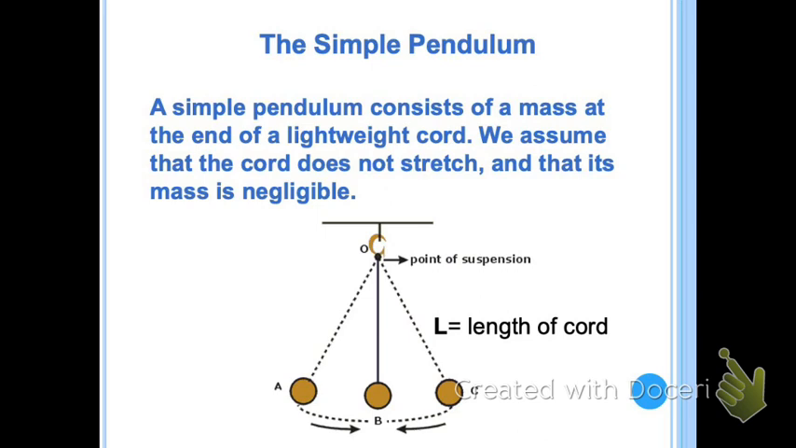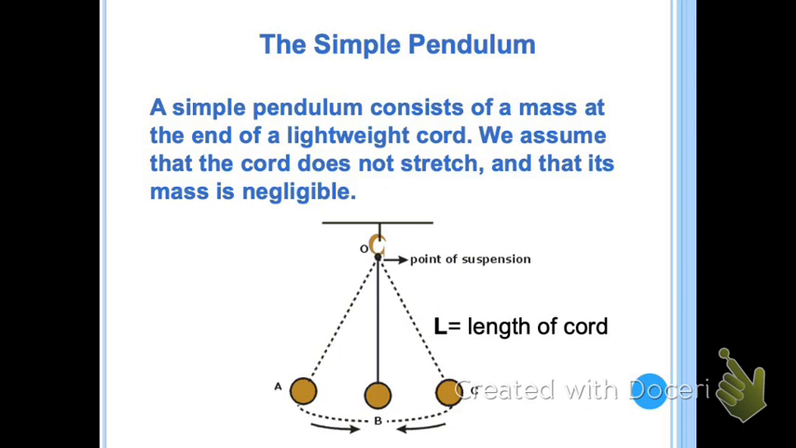Would that lead to really consistent repetitive motion? Right, no, it wouldn't. If we had a cord that was stretchy, that might lead to really inconsistent back and forth type motion. And the whole point of it being simple harmonic motion is that it's identical and repetitive.